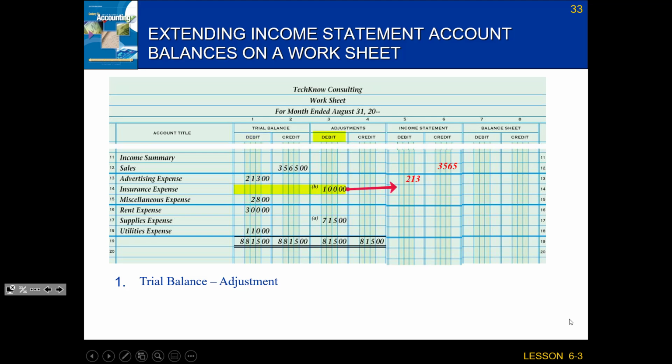If I look at insurance, I don't have a trial balance. I just have the adjustment. So I'm going to take the adjustment number and I'm going to drop that into the income summary. So it's in the debit column of adjustments, which means I go into the debit column of my income statement. Miscellaneous expense, I can drop my debit in my debit. Rent expense, same thing. I have another supplies expense where I had no trial balance. I just have the adjustment, so I'm going to take the debit adjustment and drop it into the debit income statement column. And then utilities is a debit to a debit.